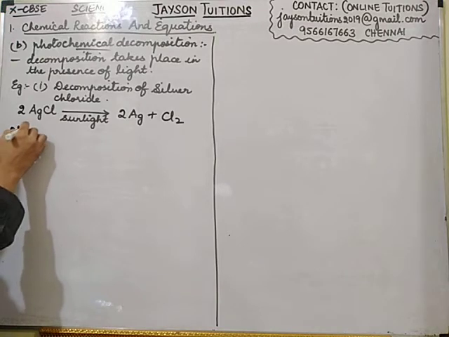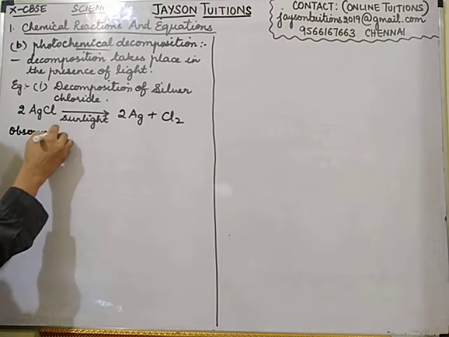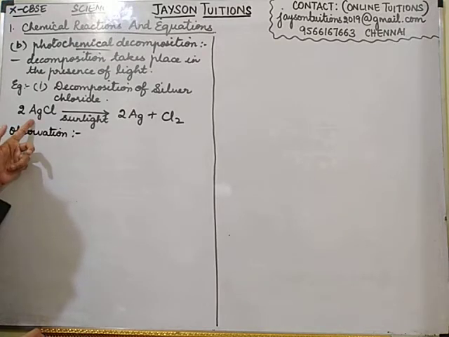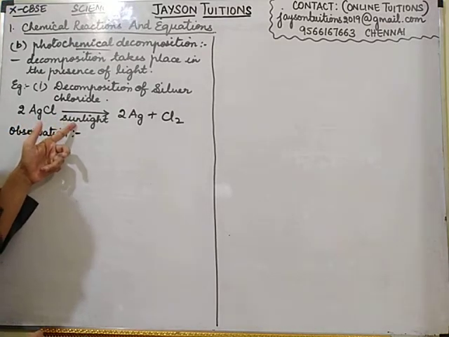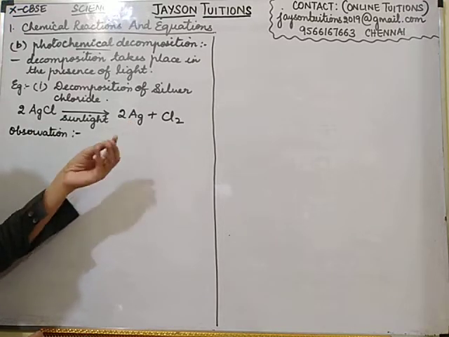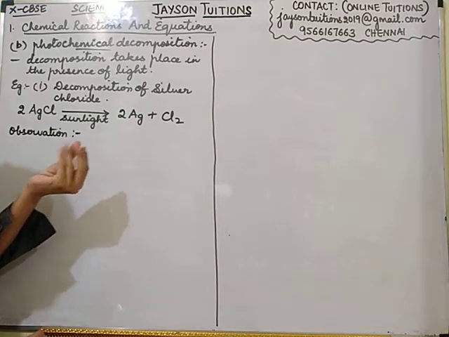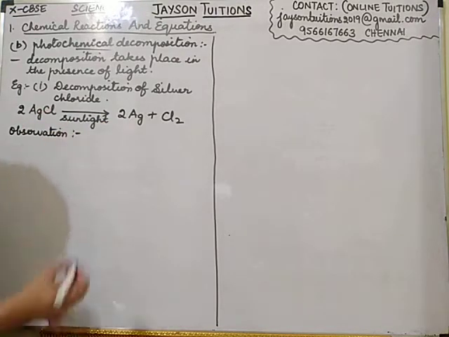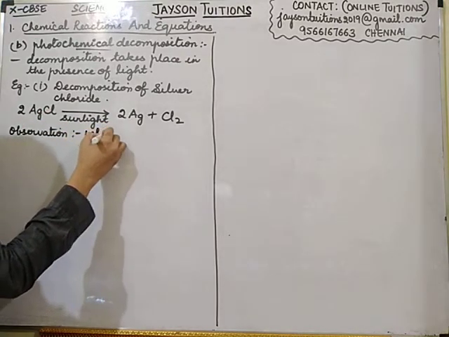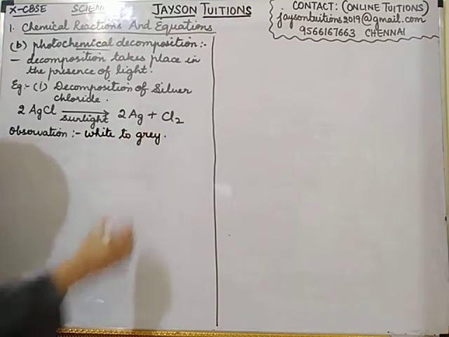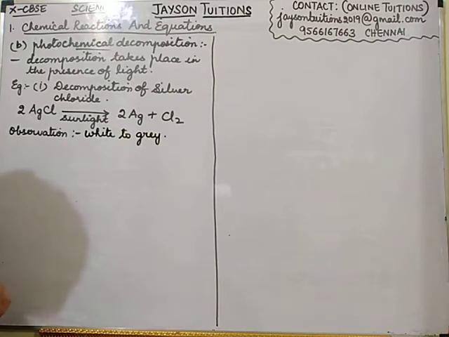So what is the observation you will see? Silver chloride is a white color salt. When you expose it to sunlight, it becomes silver. You know the color of silver, yes or no? It will be grey color or blackish white color. So the white color salt will become grey in color. So the color change is just from white to grey. So that is the observation.